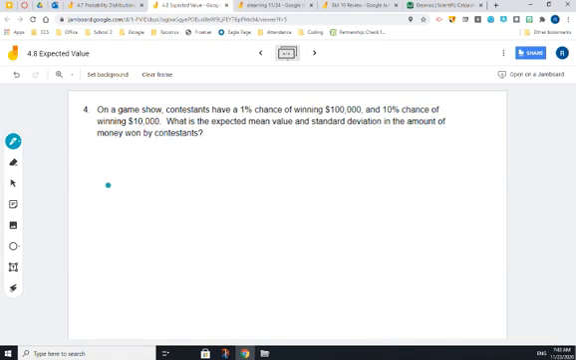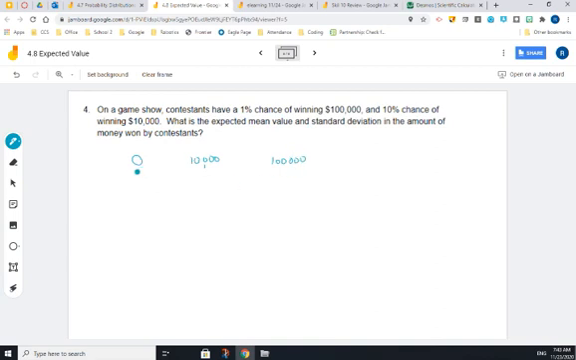Okay, I want to give you one more to try. So this is kind of a large set of numbers here, but let's start by coming up with a probability distribution, and then we will get our mean and standard deviation. Okay, so we have three possibilities here. It looks like only two, but there are three possibilities. So our three possibilities are this. They can win $0, they can win $10,000, or they can win $100,000.